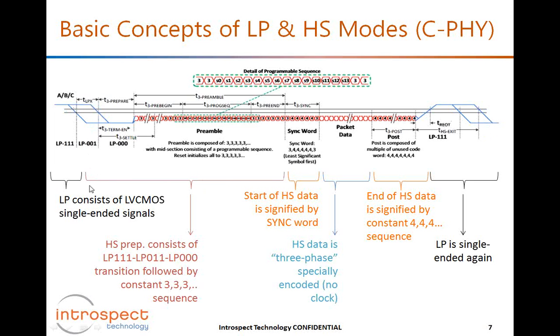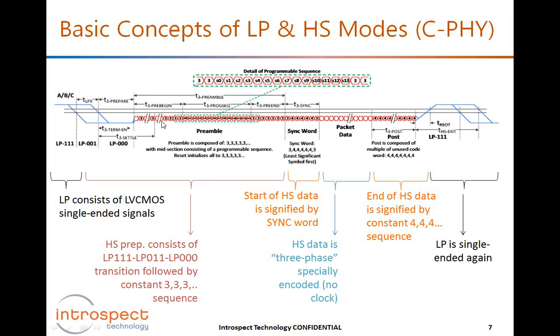Preparation to go to HS happens in a very similar manner to D-PHY. So the LP data goes from 111 to 001. So 2 wires go 0 and 1 wire stays high. And then to 000, all wires stay low for a while. And then unlike D-PHY though, the high-speed transmission is really completely different in C-PHY, and we'll describe it in the next slide. So instead of sending a constant value of 0 as in D-PHY, the C-PHY standard transmits a constant stream of symbol 3.